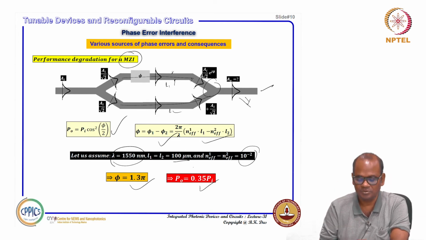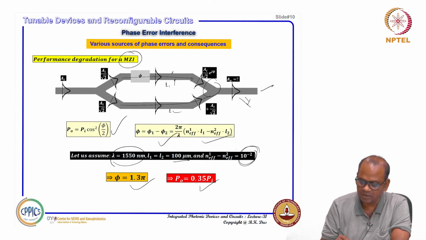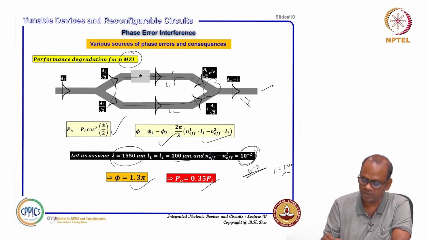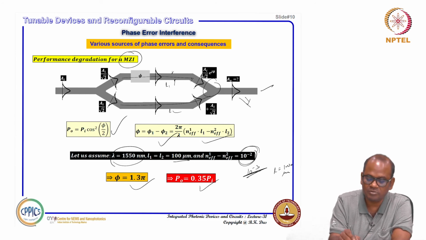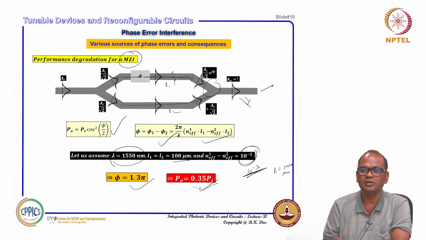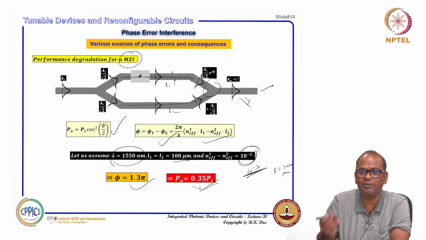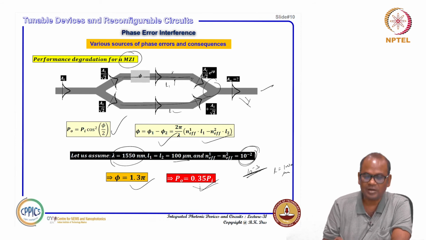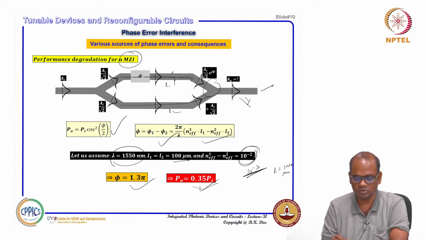65% will be lost. So 10 to the minus 2, if it is there, you can have 10 to the minus 3, and suppose you are considering L equal to 1000 micrometer. Same effect. If the difference in refractive index is 10 to the minus 3, and you are using 1000 micrometer length here, you see 35% of power will be released. That means just 1 nanometer variation in device layer thickness or 1 nanometer variation in device layer width, you can have a huge problem. You end up with 35% output power instead of 100%.